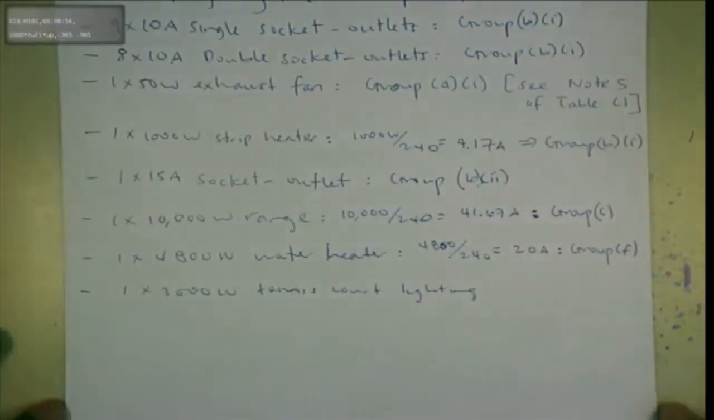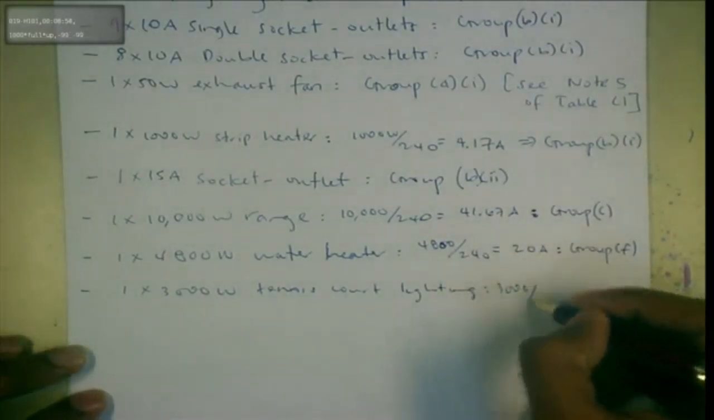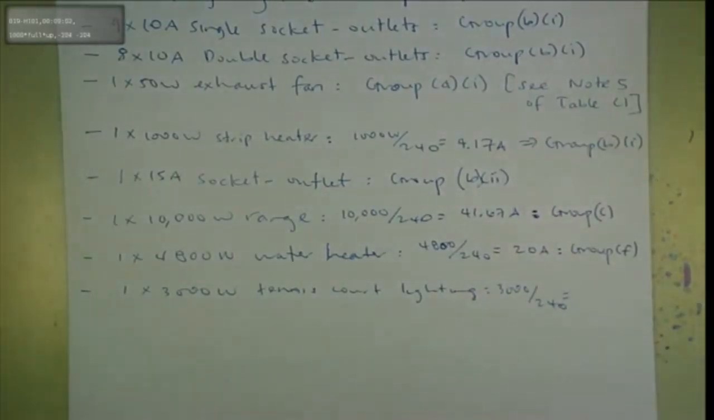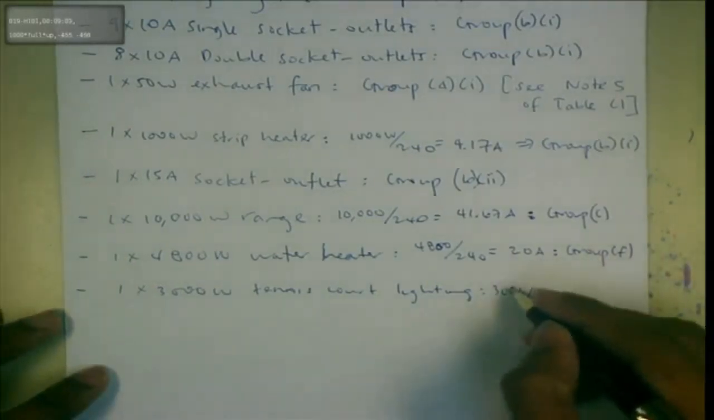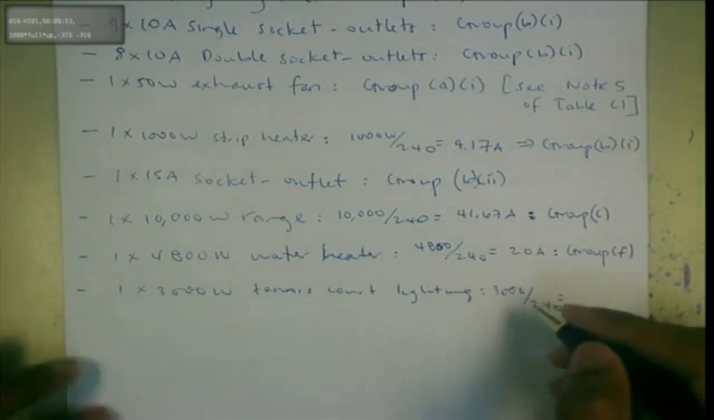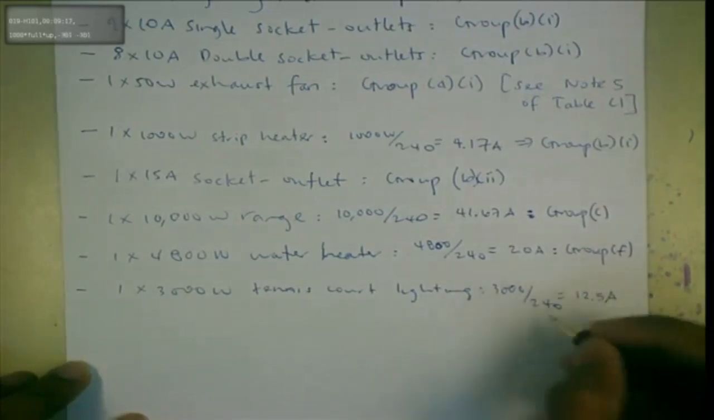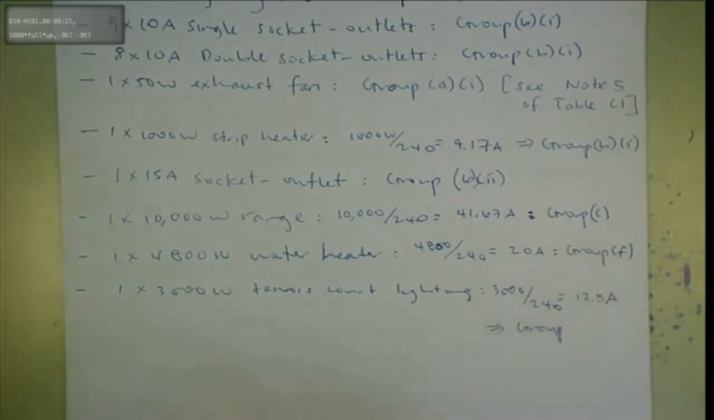And finally, for the tennis court lighting, we have 3000 divided by 240. Anyone? 12.5? Get 12.5? Okay. So now this will be in group. Let's look at the table again.